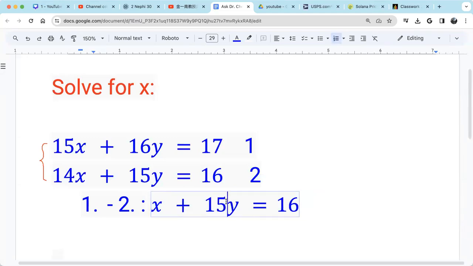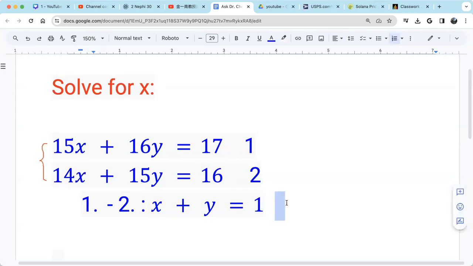We see this is 17 minus 16, so we get a 1. 16y minus 15y, we get a 1y. 15x minus 14x, we get a 1x. So we get this. So much easier, right? We get x plus y equals 1.